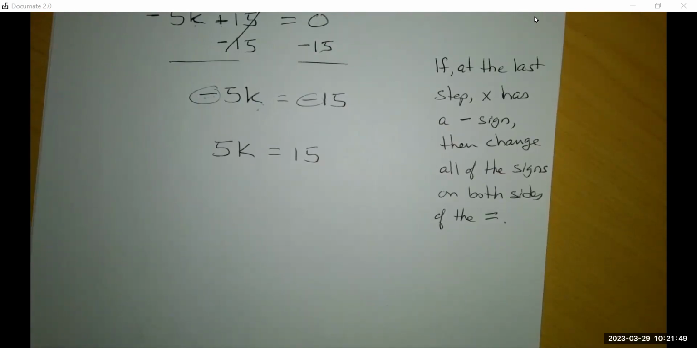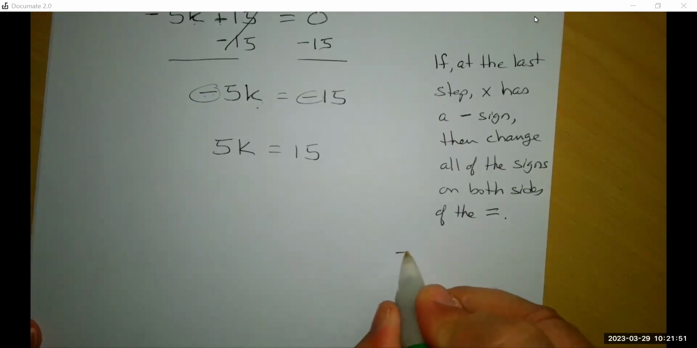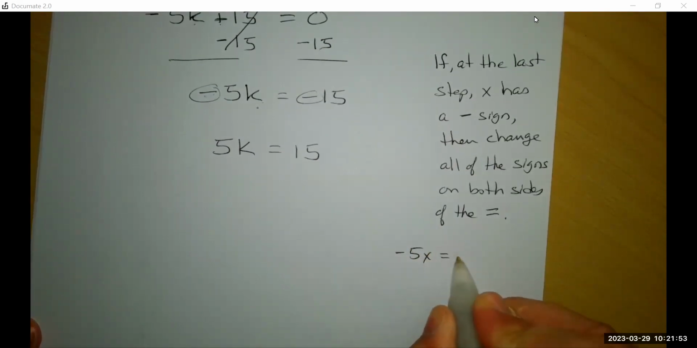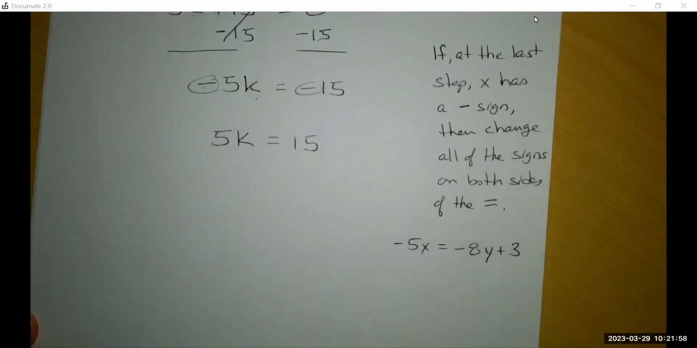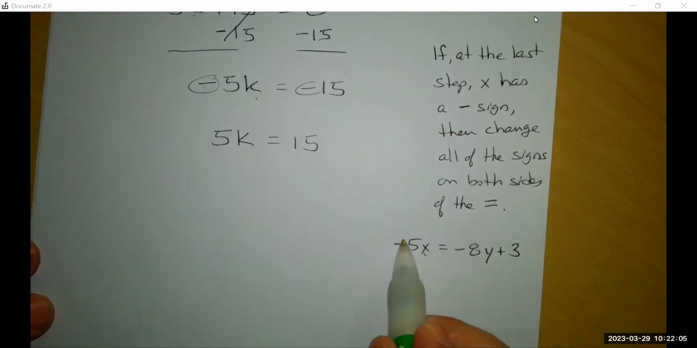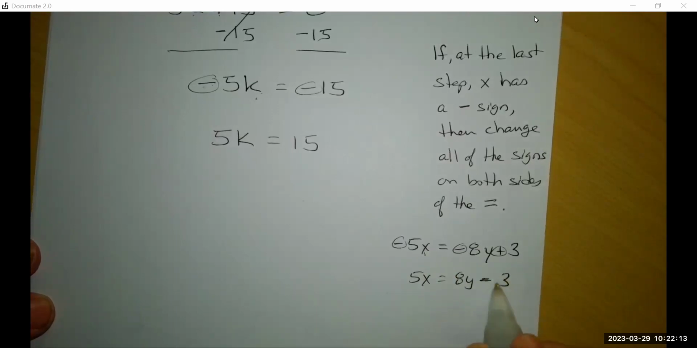Across the entire board, change all the signs. Let's say we had something like this. I'm solving for X. I change all of the signs, because whatever the variable I'm looking for, I want it to be positive. So I change all the signs across the board.